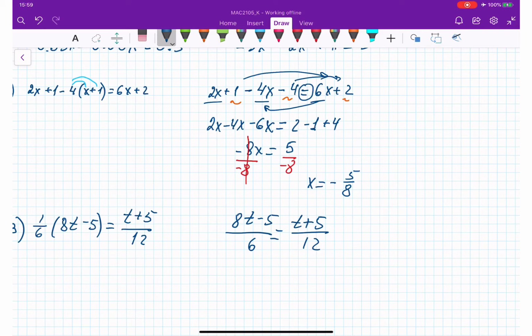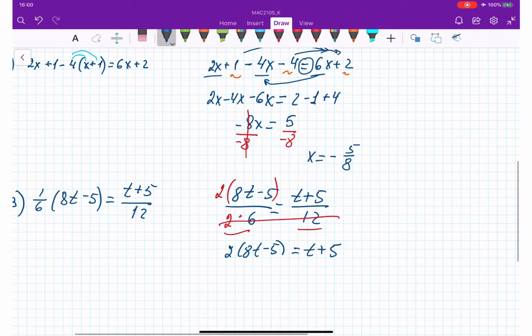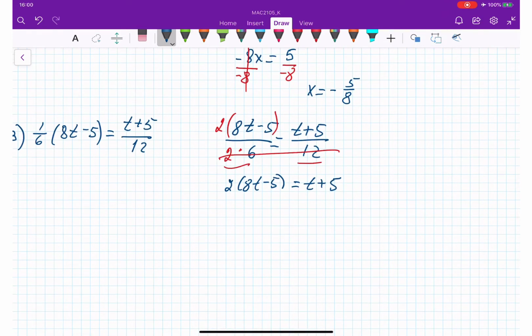Okay, so 6 and 12, common denominator is going to be 12, which means 6 I have to multiply by 2. Here also I have to multiply by 2. So I'm getting here 12 and 12, which means I can drop it. And the result is going to be 2 times (8t minus 5) is equal to t plus 5. All right, so let's distribute. 2 distribute by 8t and by 5.